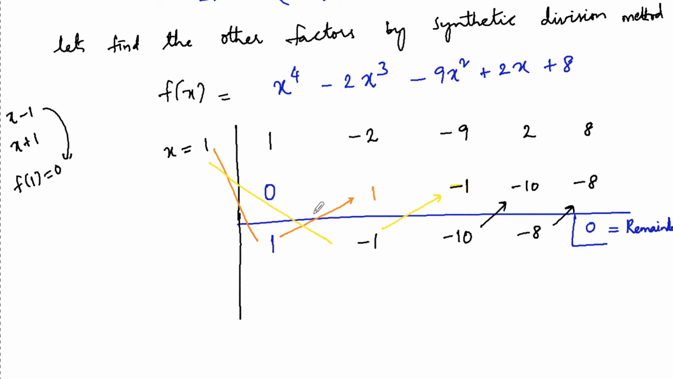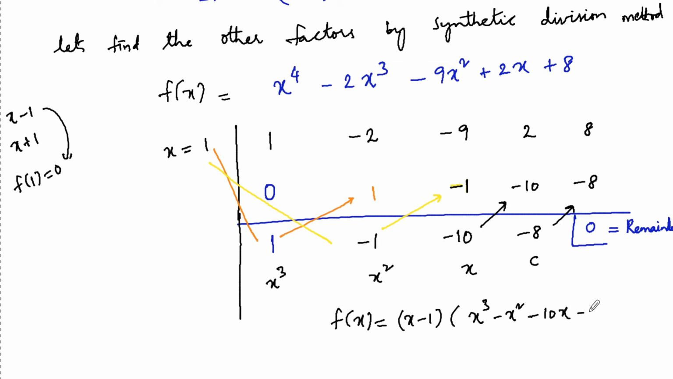And one more thing, suppose we want to write it out. So what can we write here? We can write f of x as x minus 1 into, and now you have to see, this is the constant term, this is the x term, this is x square, and this is x power 3. Write accordingly: 1 times x power 3 minus 1 times x square minus 10 times x and minus 8. This is how we need to write the polynomial. If you multiply these both, you will be getting x power 4 minus 2x cube minus 9x square plus 2x plus 8. Okay.